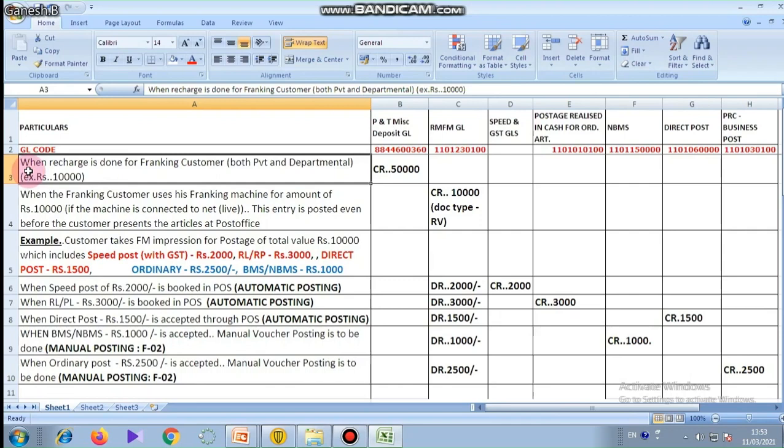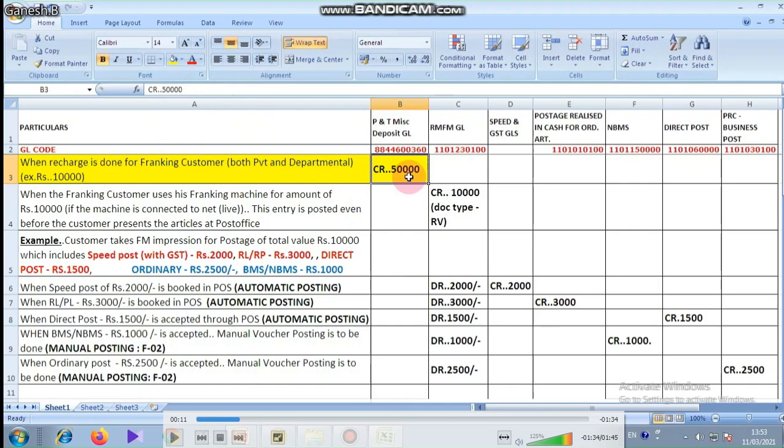Now let us see. A customer recharges his franking machine, that is, it may be either private machine or departmental machine. When a customer recharges his account, his P&T MISC deposit GL will be credited. Okay, see here a customer recharges his machine by 50,000 and this GL will have a credit entry for 50,000.